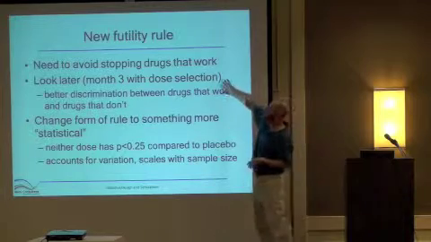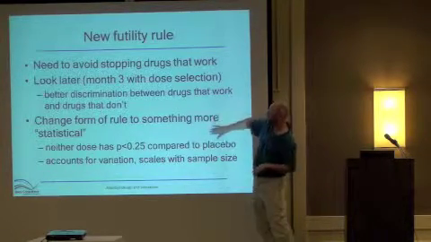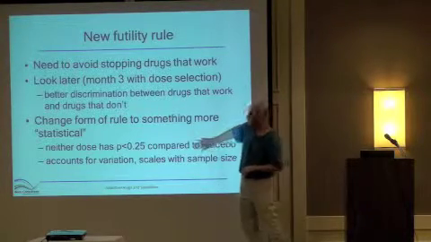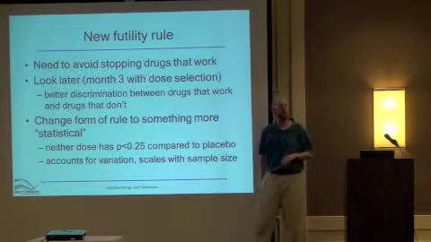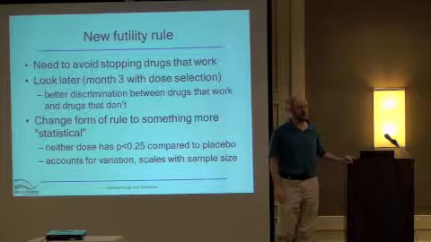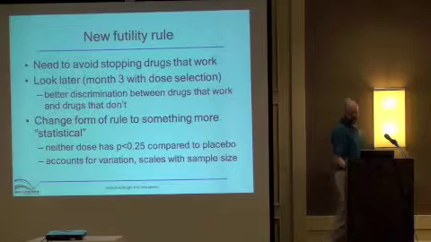So I'm going to move it to month 3, and I'm going to do it with the dose selection. I'm also going to change the form of the rule to something a little bit more statistical. If neither dose has a p-value less than 0.25, then I'm going to go ahead and declare futility, rather than just saying 2. So what does this do?